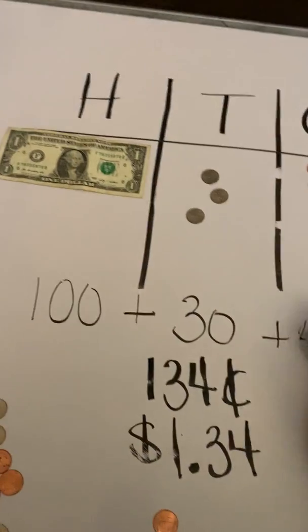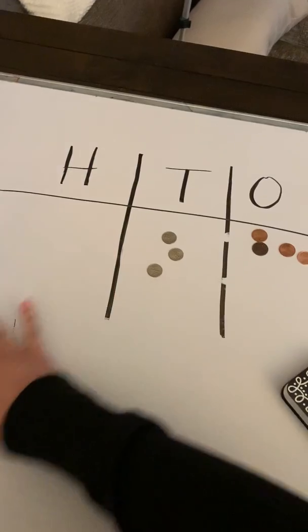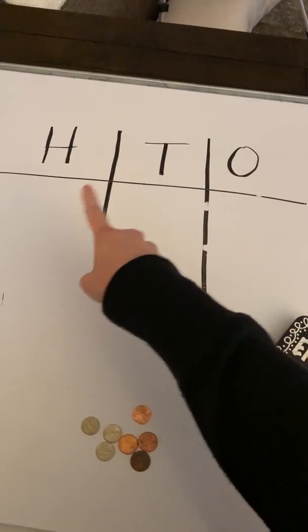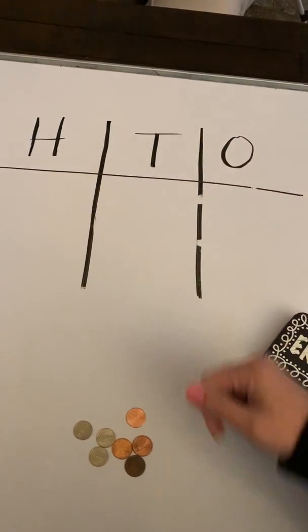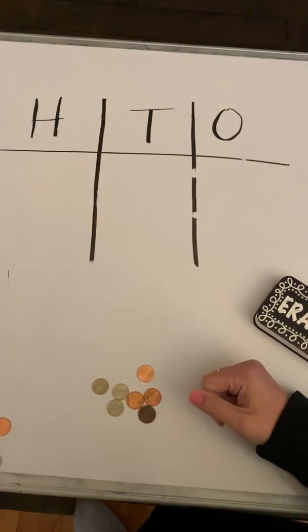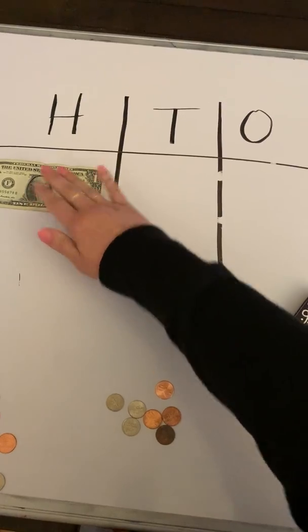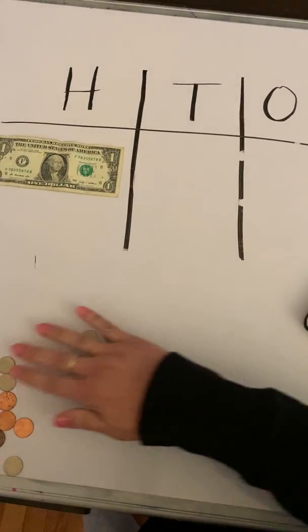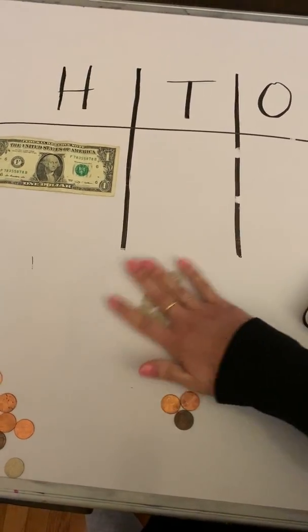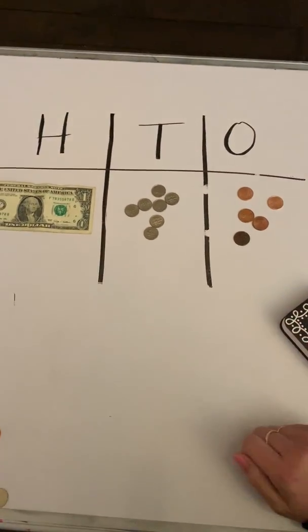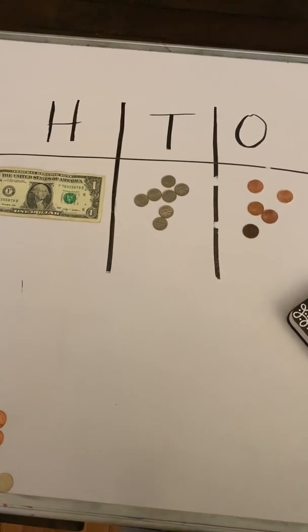Let's try another one. If you have a piece of paper, you can make an HTO chart on your paper and do it along with me. Just write HTO with 2 lines. And you can do it with me if you have change, or you can just draw it. So let's try this one. 100. Dimes go here. Pennies go here. Let's see what we have.